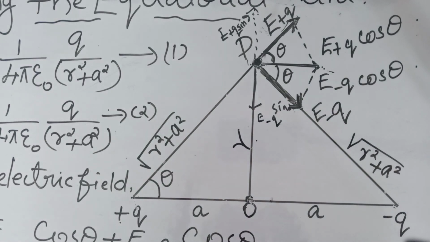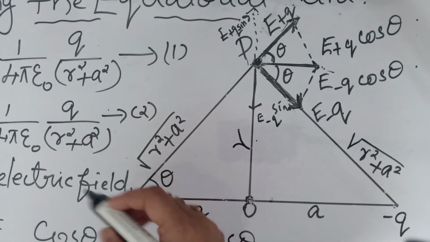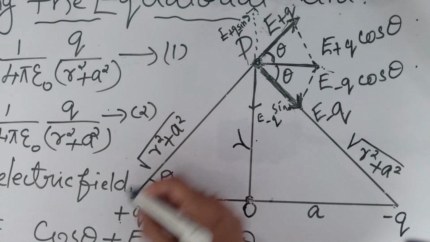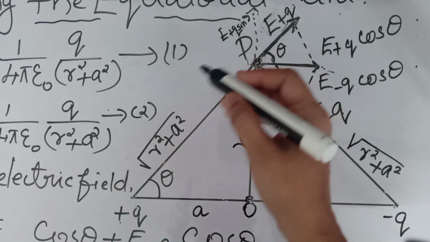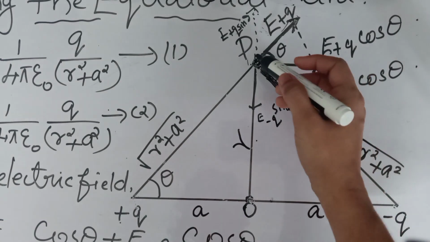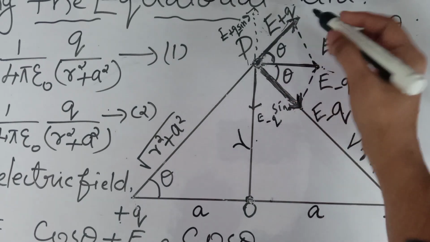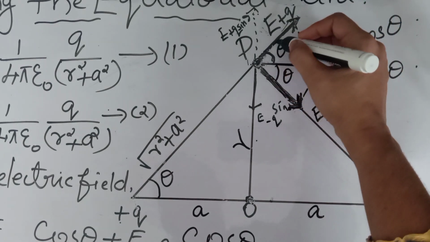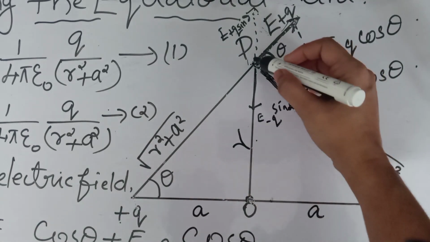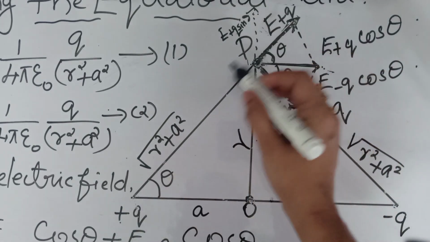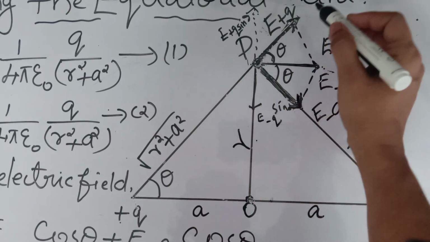Now we have to find the directions of the electric field. For that we can consider the point P and plus q at first. Here we have a positive charge, and we are placing a test charge, which is always a unit positive charge. These two positive charges, similar charges, will repel each other. So the direction of the field will be like this, as shown here. This is the direction of E plus q. That means the electric field due to plus q charge is directed outwards.